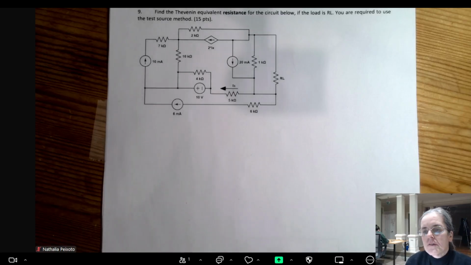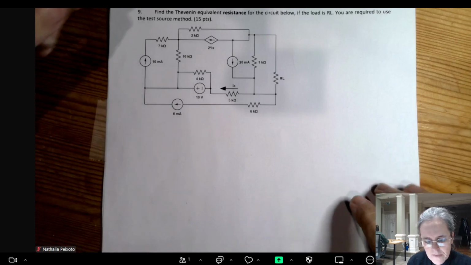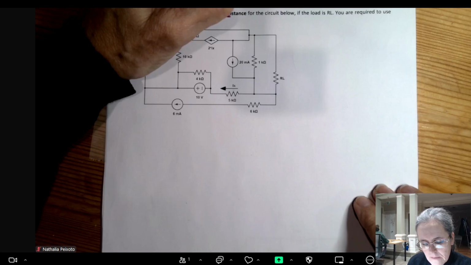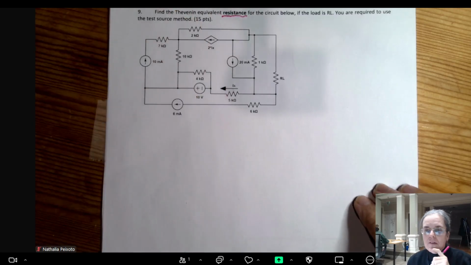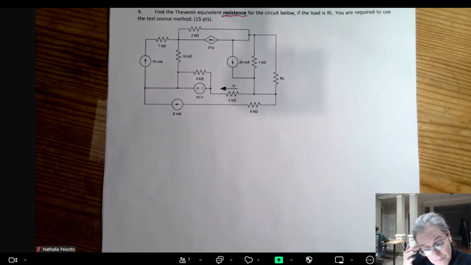This is an example of a test source question on an exam, and this will also be used in the final exam, so I'm posting this video to help clarify what I was expecting.